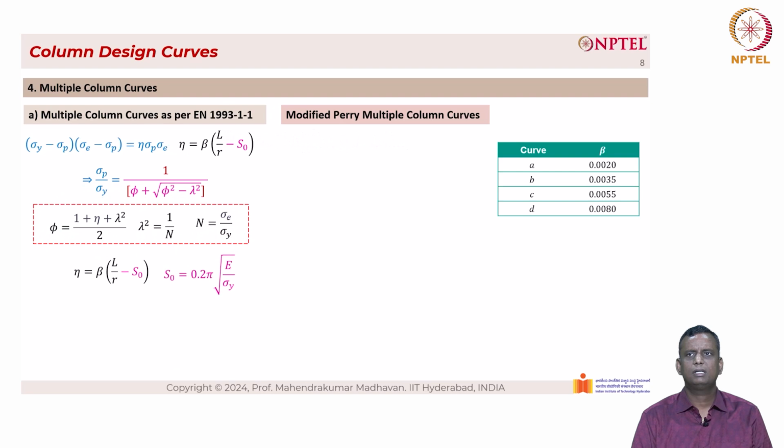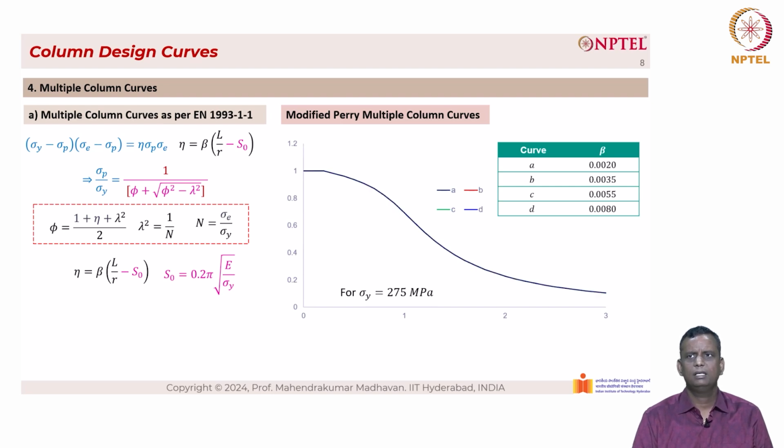So we have the curves A, B, C and D and the corresponding beta values as 0.0020, 0.0035, 0.0055 and 0.0080. And these are all values. When we plot, we have for A 0.0020, we have a curve that is shown here, and the red color one for B, which is 0.0035, the green color one, which is 0.0055, and D, which is 0.0080. This is for a value of sigma y equal to 275 MPa.